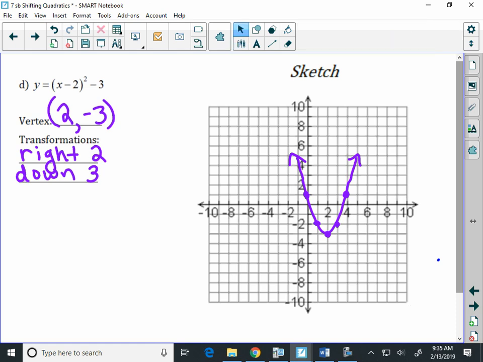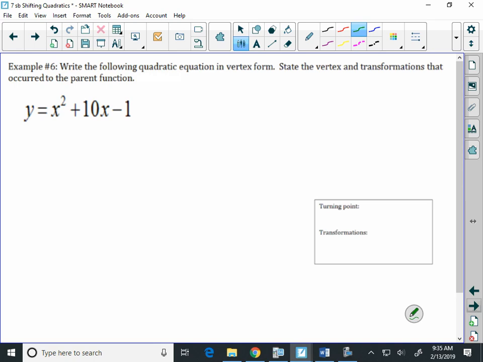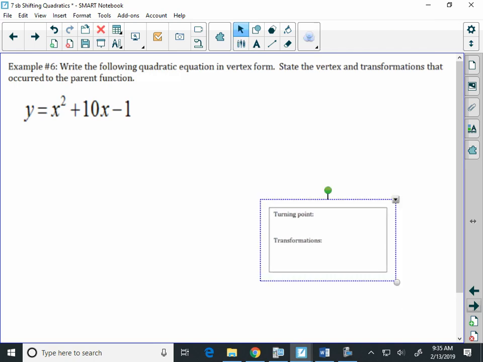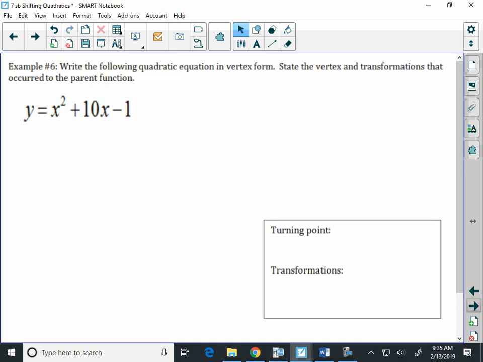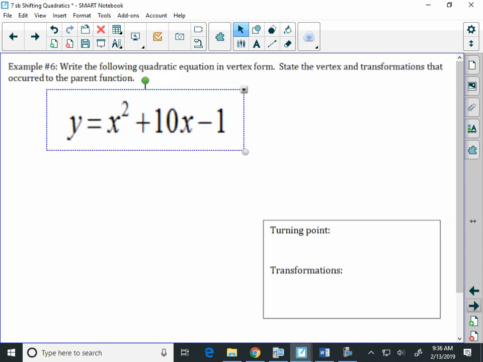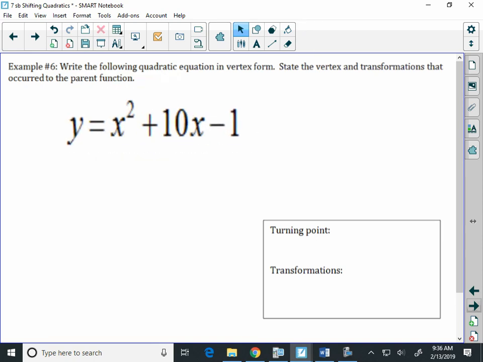To finish, we need a little bit more practice on this, but we can use this as well to find our turning point and our transformations, just like we did on the previous 4. It says write the following quadratic equation in vertex form. State the vertex and the transformations that occur to the parent function. We still need the practice on this.